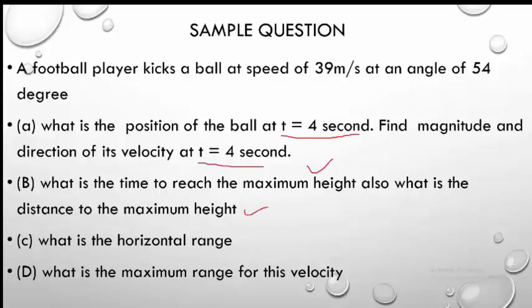Then with this one, you need to use the understanding of what we have done. For this A, you need to use it. For this B, you can simply use the equation. What is the horizontal range? That's what we just did. What is the maximum range for this velocity? You just say your v square over g.